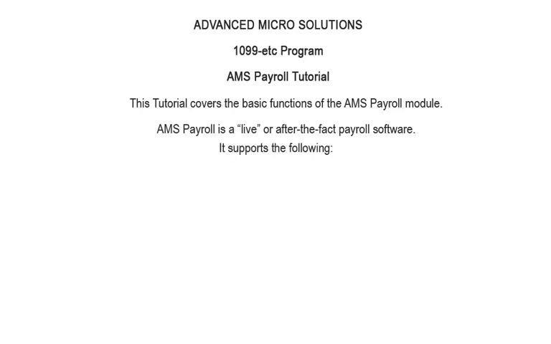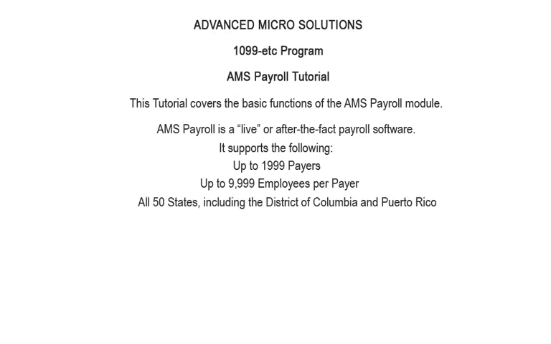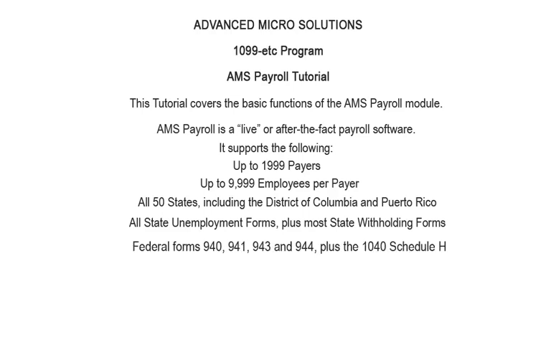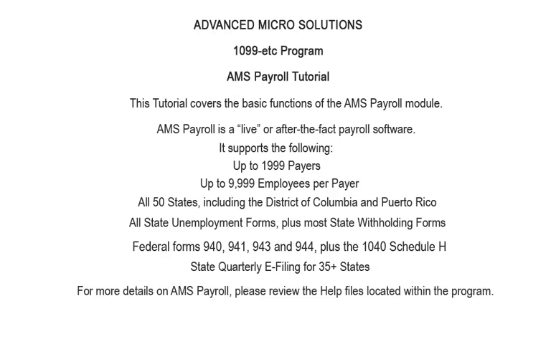It supports the following: up to 1,999 payers, up to 9,999 employees per payer. All 50 states, including the District of Columbia and Puerto Rico. All state unemployment forms, plus most state withholding forms. Federal forms 940, 941, 943, 944, plus the 1040 Schedule H. State quarterly e-filing for 35 plus states. For more details on AMS Payroll, please review the help files.